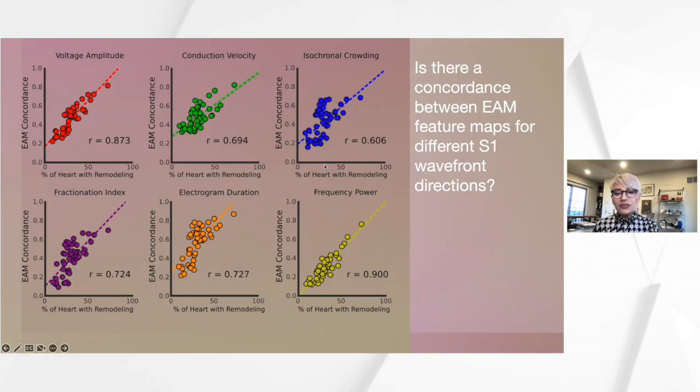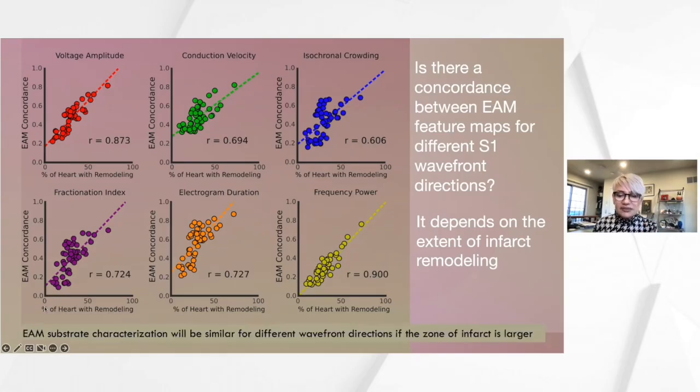So for bigger infarcts, we get better concordance between maps acquired from 2 different pacing sites. To answer this question, you can see here that this concordance depends on the extent of infarct remodeling. For small infarcts, it didn't work very well, but the substrate characterization was similar for different wavefront directions if the zone of infarct was large.